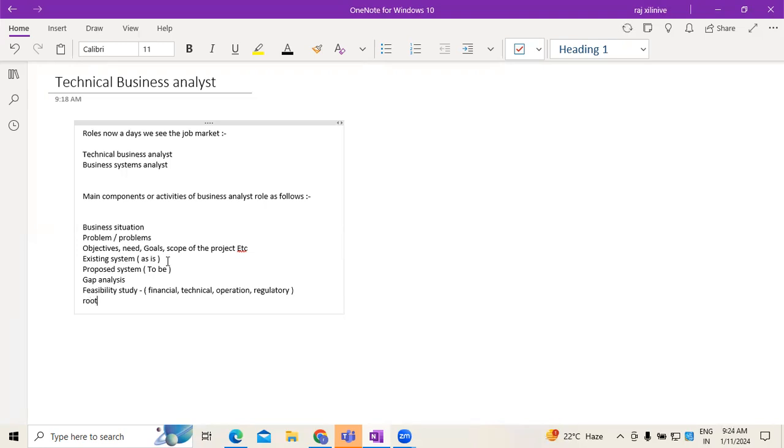At the same time, we need to understand the root cause analysis, because whenever we are trying to understand the existing system and proposed system, there are different techniques we use for root cause analysis. This is all something we do majorly, point number one. After that, the solution we identified is normally a business solution, okay?